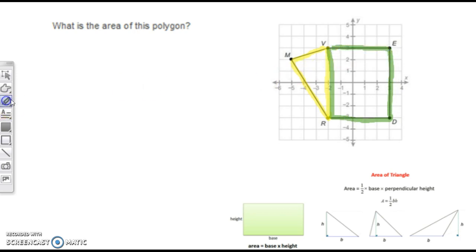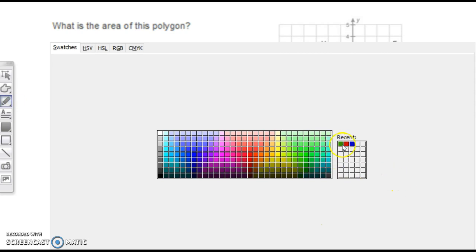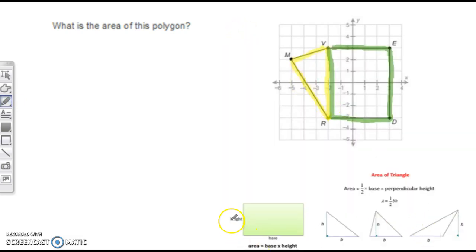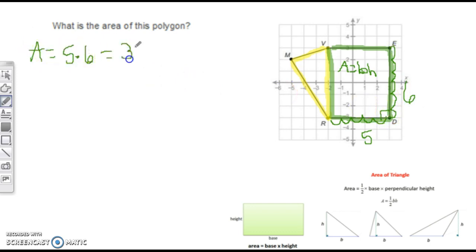All right, so let's tackle each of those. First, let's find the area of that rectangle. The area of a rectangle is base times height. My base here is 1, 2, 3, 4, 5 units. And my height is 1, 2, 3, 4, 5, 6 units. So the area of the rectangle would be 5 times 6, which is 30 units.